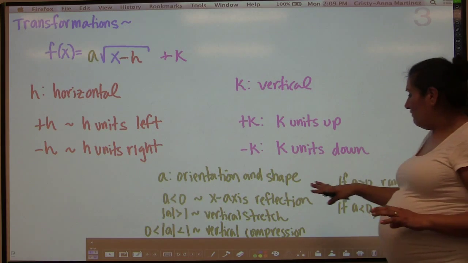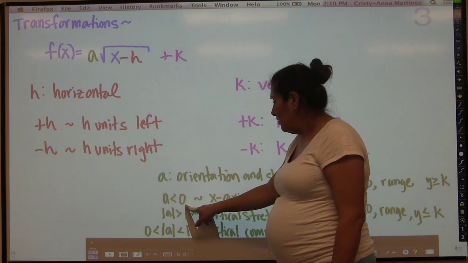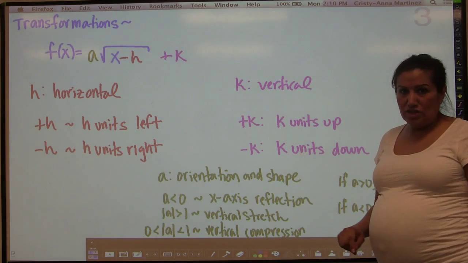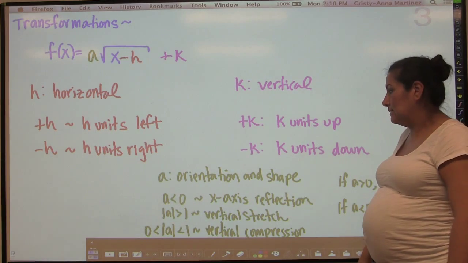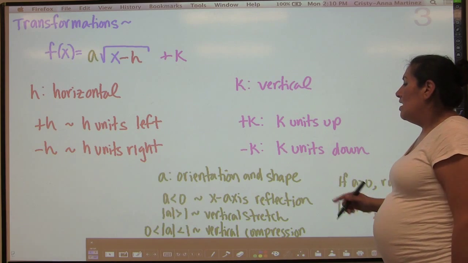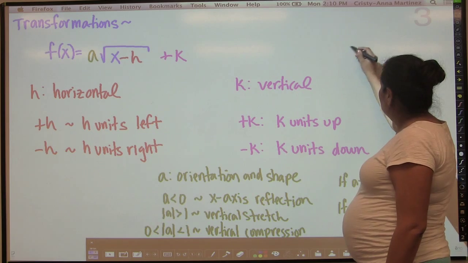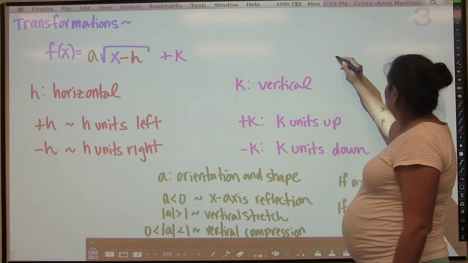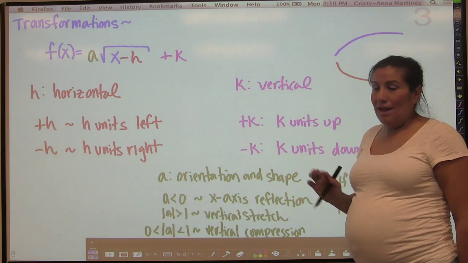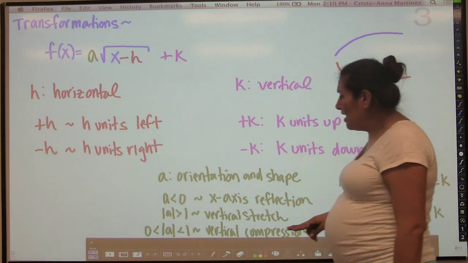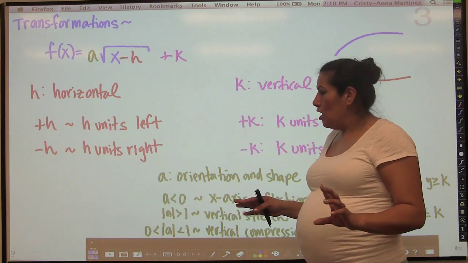So basically what we have here is 5 different things that are happening. If the A value is negative, then you're going to have an x-axis reflection. That's basically like positive x squared versus negative x squared. It flips it over on the x-axis. So in the case of A being negative, your square root function, instead of being like this, is going to flip over and have a negative or x-axis reflection. Now, if the absolute value of A, so we're not talking about it being positive or negative anymore, we're talking about the value.